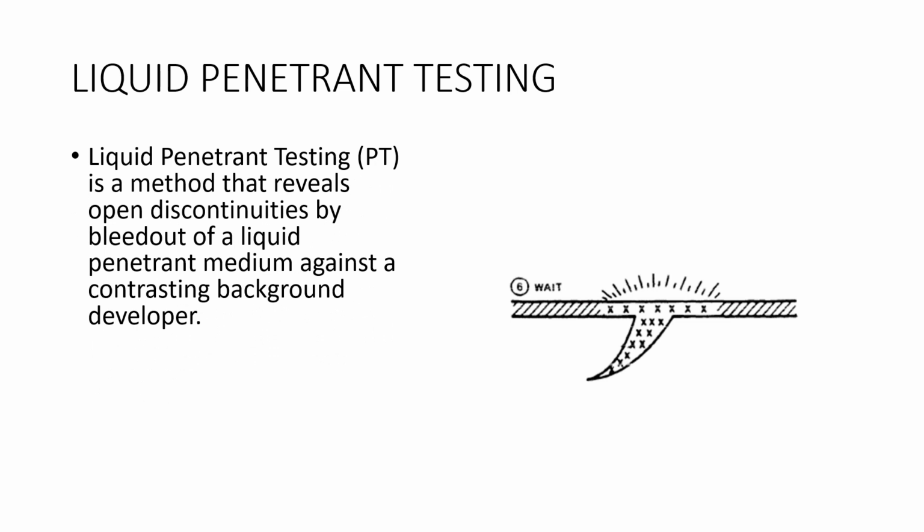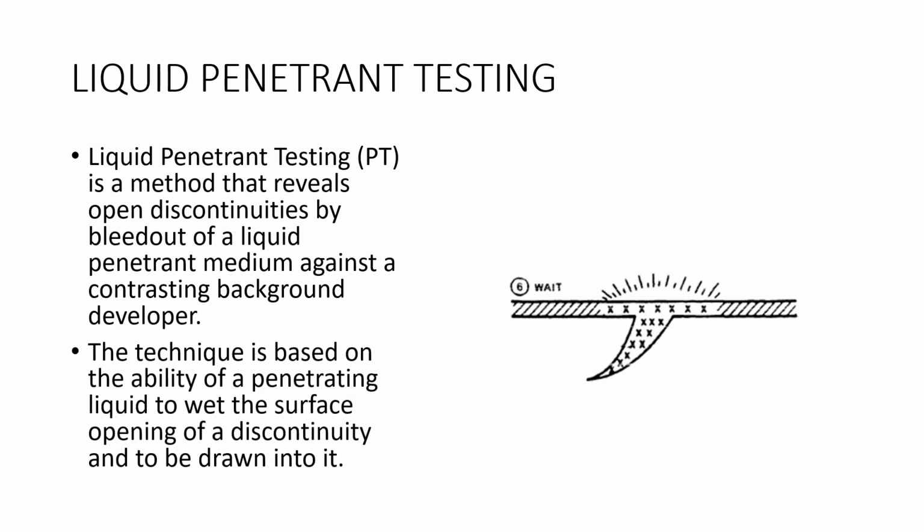So liquid penetrant testing, PT, as I said, reveals open discontinuities by bleeding out of a liquid penetrant medium against a contrasting background developer. Basically, we're going to have, I don't know, food coloring bleeding out into chalk. And this boils down to the penetrating liquid wetting a surface, penetrating into an opening, and then being drawn into it.